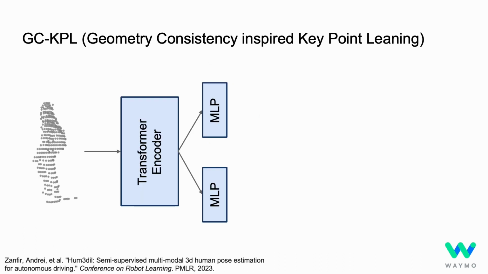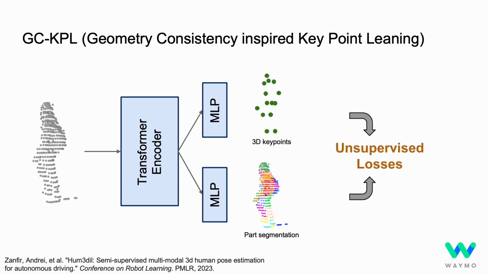The idea is simple. We take a state-of-the-art backbone model pre-trained on synthetic data to predict key points and parse segmentation on real data. Then we train it using a set of novel unsupervised losses, which constrain the output space by using geometric and kinematic constraints.